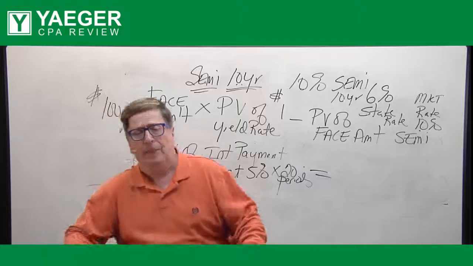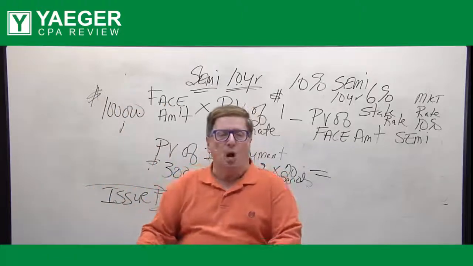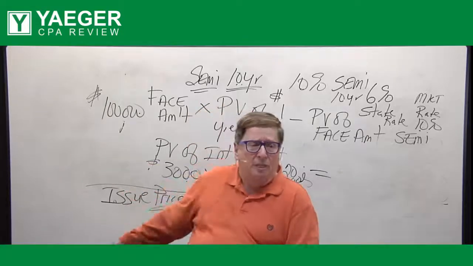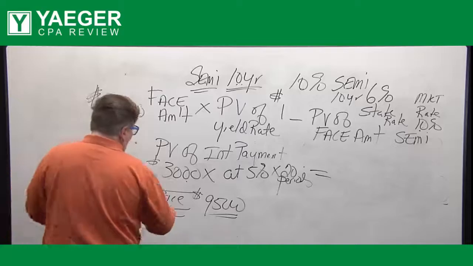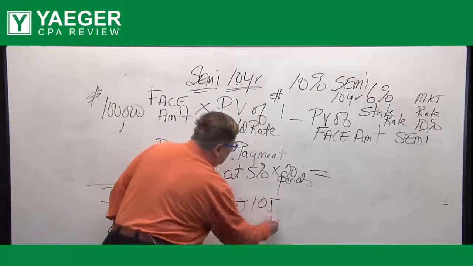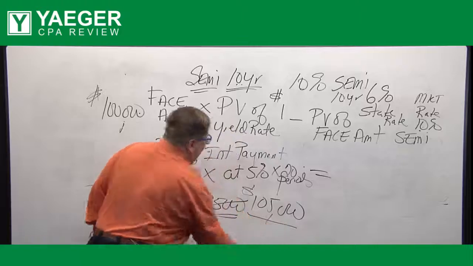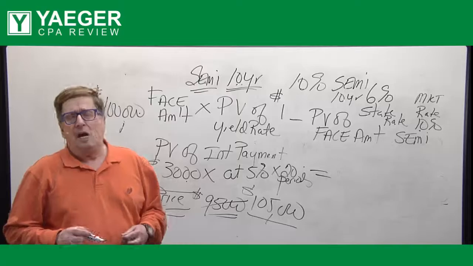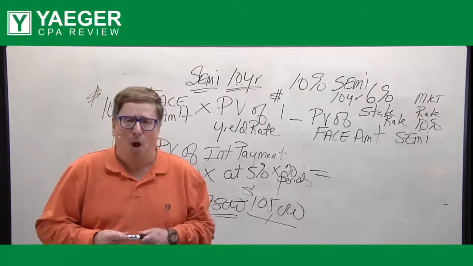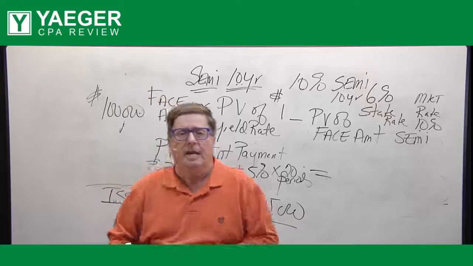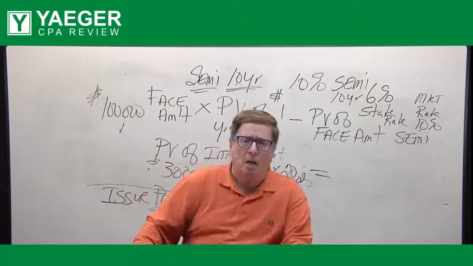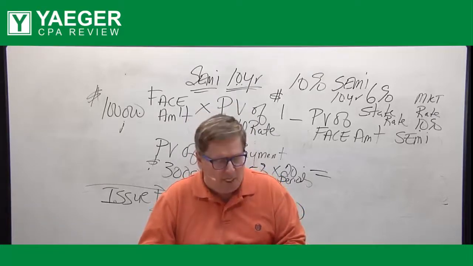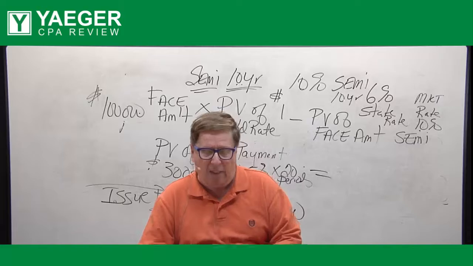Unamortized bond discount. Now, if we sell the bonds for more than the face value, let's assume we add these two amounts together and this comes out to, say, $105,000. We're going to debit cash, $105,000, credit bonds payable, $100,000, and we're going to credit what? Unamortized bond premium. Now remember, the accounts unamortized bond discount and unamortized bond premium are contra accounts to the bonds payable account. Please remember that.